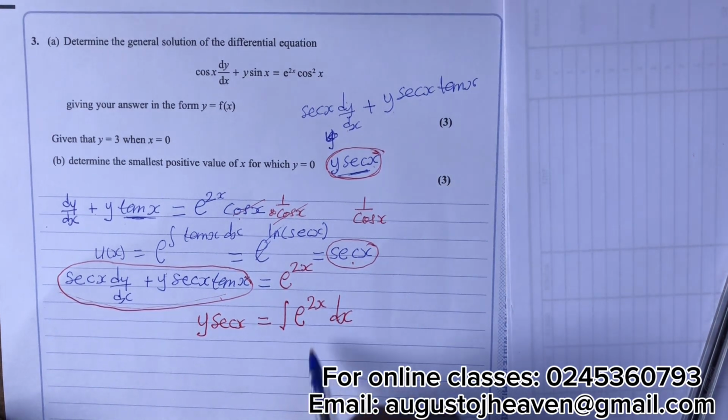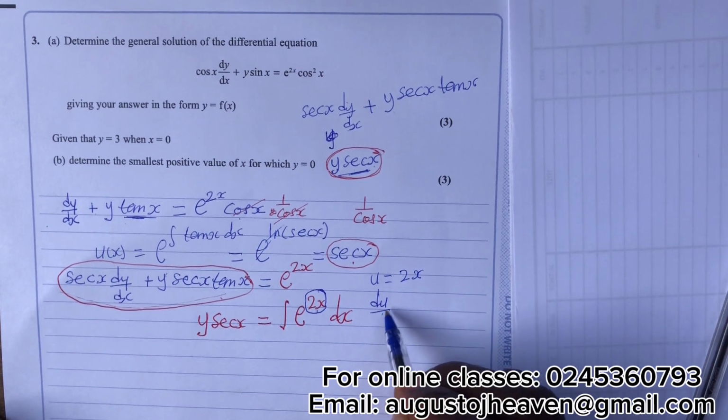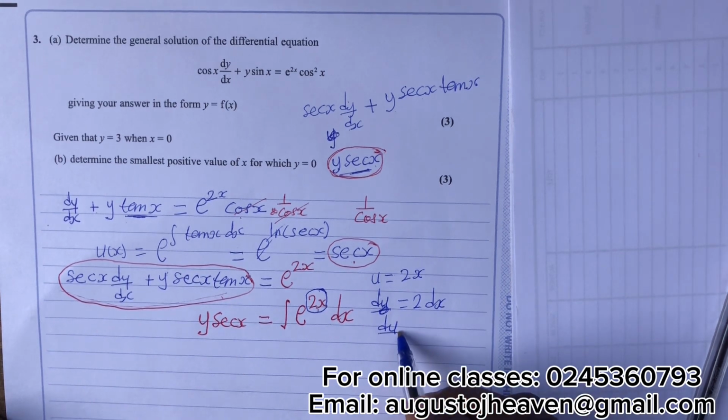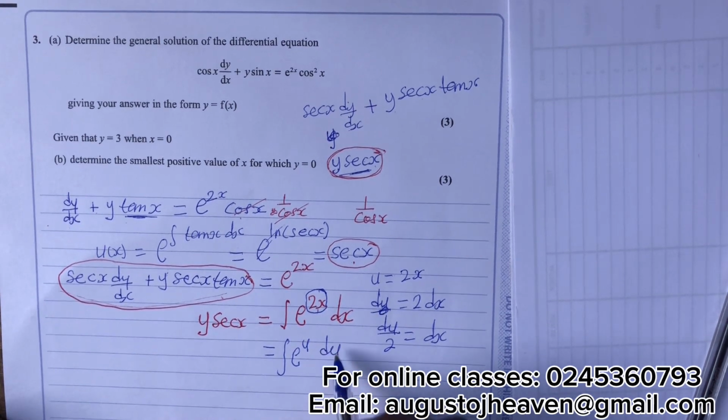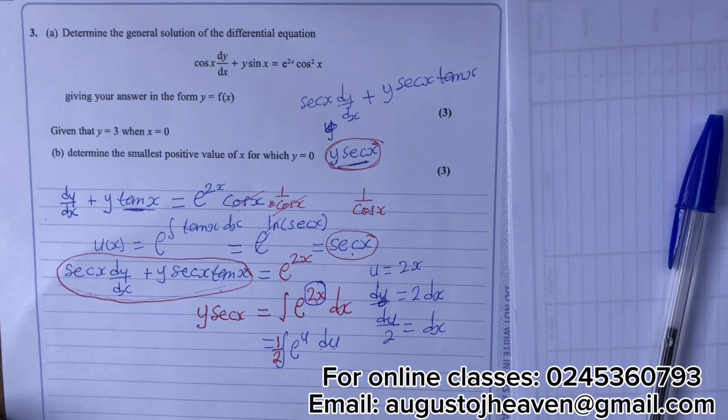You see that for this integral, you just consider this and then differentiate. If we let u equals 2x, we have du equals 2 dx, and du on 2 equals dx. So this will become the integral of e power u du divided by 2, which means we can factorize 1 out of 2 out here. Dividing by 2 is the same as multiplying the whole thing by half.